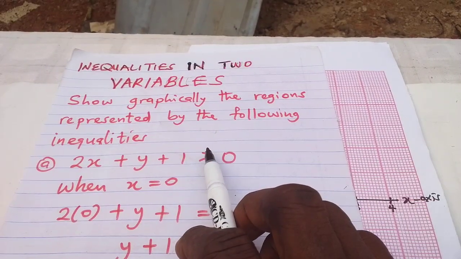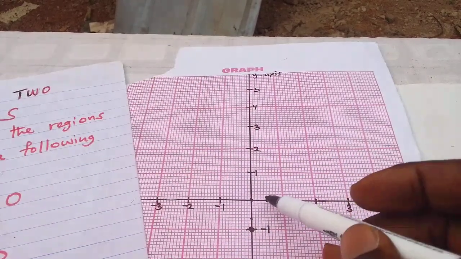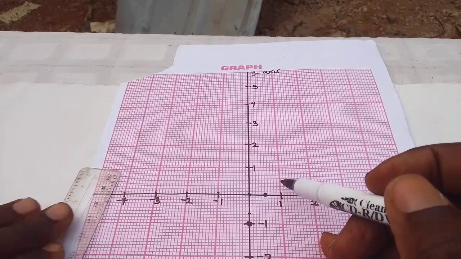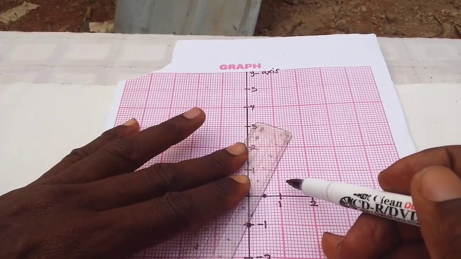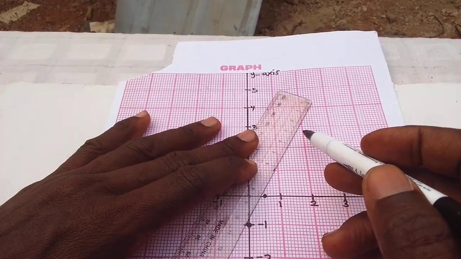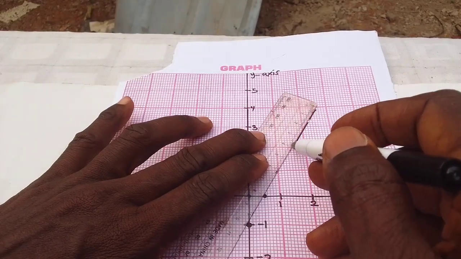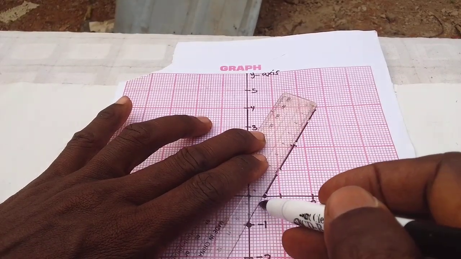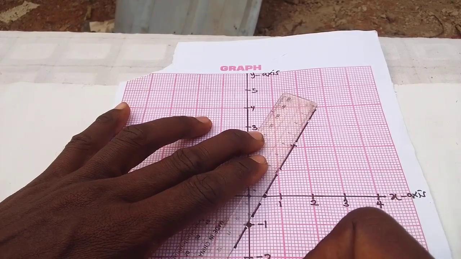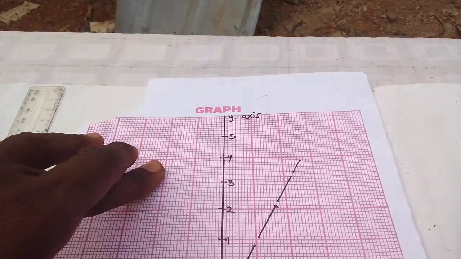Now, because what we have here is just greater than, you join these 2 points with a broken line. Because you are just having greater than, there is no equality sign, so you join the 2 points with a broken line. You can see I joined it together with a broken line.